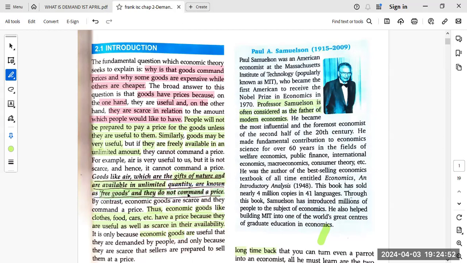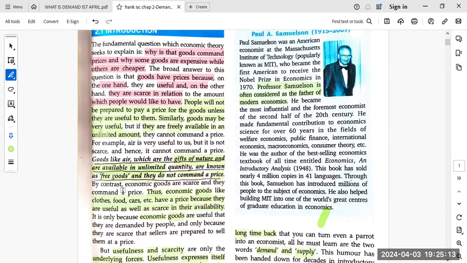So these can come as one-liner questions or multiple choice questions. What are the types of goods which do not demand a price? They can give the options as economic goods, non-economic goods, free goods. So what you have to choose here as the appropriate answer is free goods, because this was given in the book.